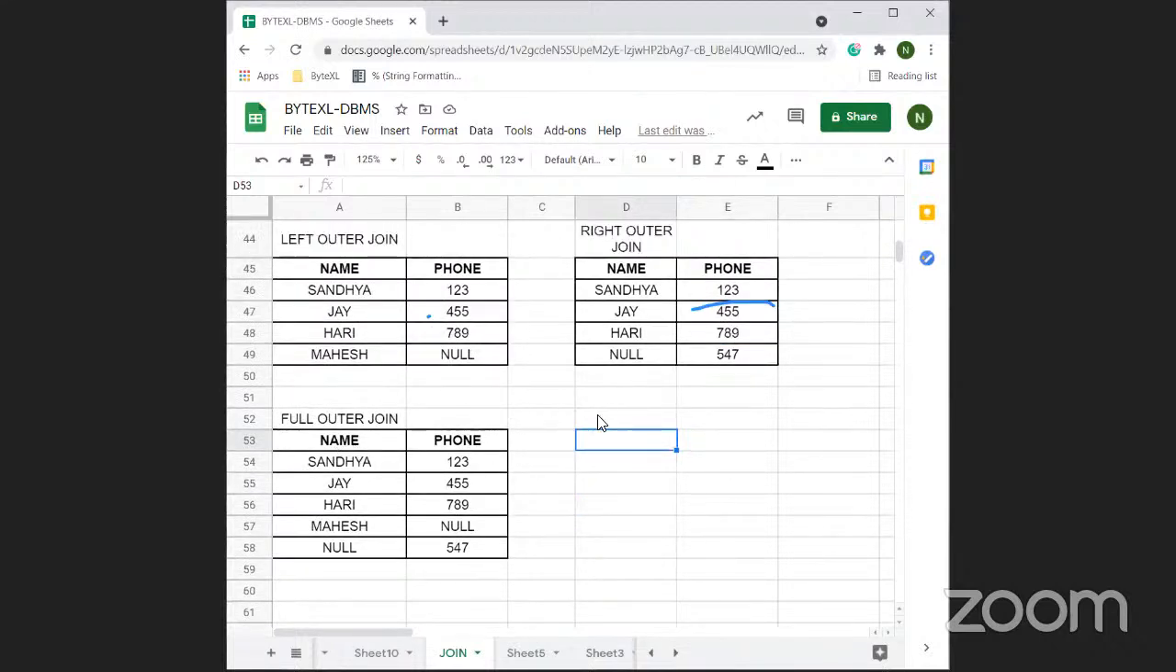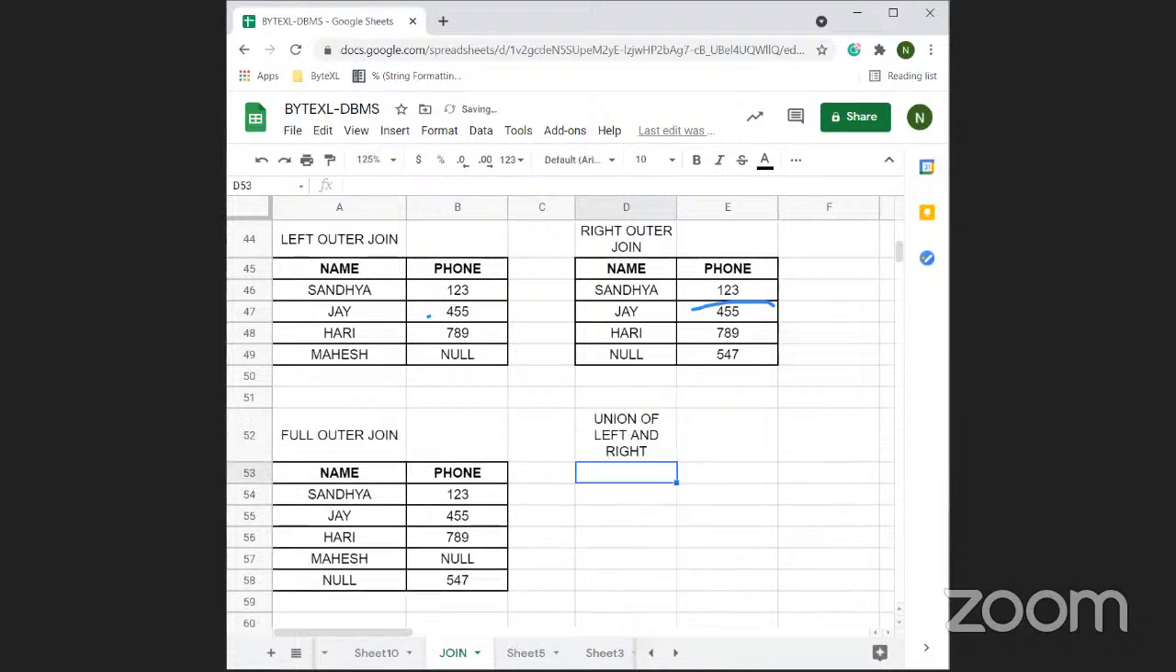Basically, full outer join is union of left and right outer join. If we are doing a union operation of left and right, then the full outer join will be created.